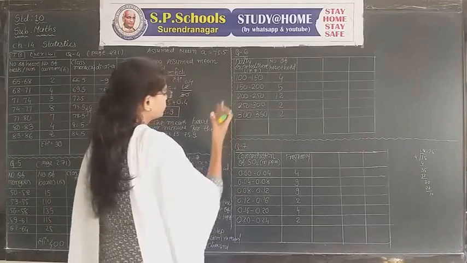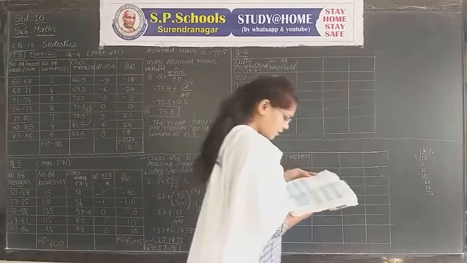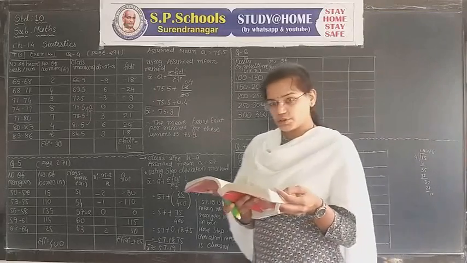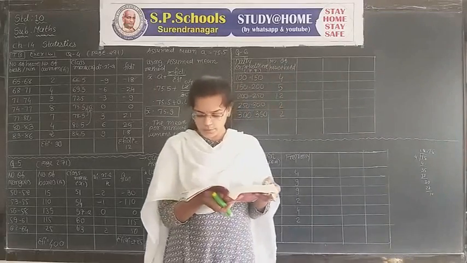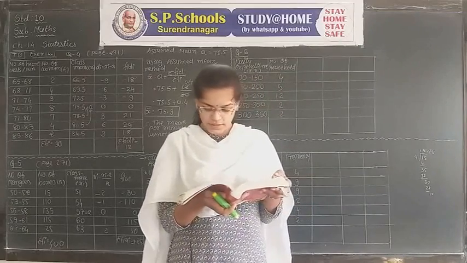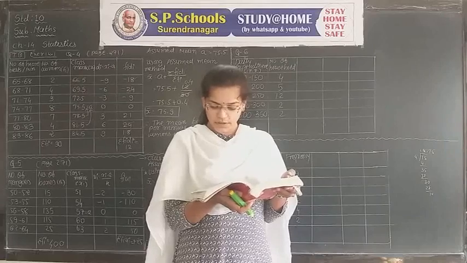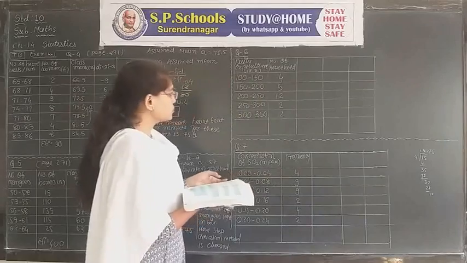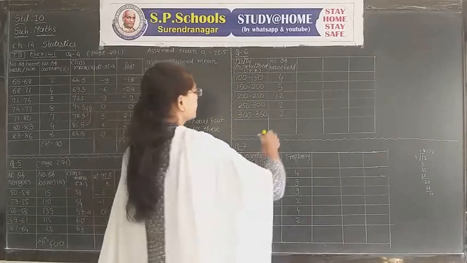Now we go to question number 6. See the sixth number. The table below shows the daily expenditure on food of 25 households in a locality. The daily expenditure and the number of households are given. Find the mean daily expenditure on food by a suitable method. The method is not given. We have to choose the method by ourselves.